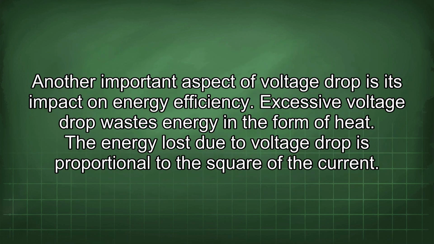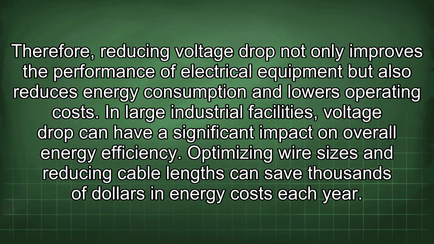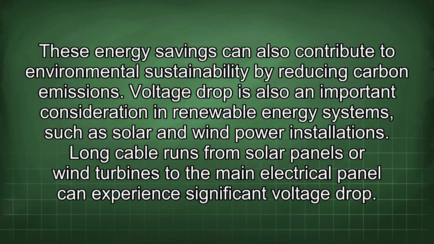Another important aspect of voltage drop is its impact on energy efficiency. Excessive voltage drop wastes energy in the form of heat. The energy lost due to voltage drop is proportional to the square of the current. Therefore, reducing voltage drop not only improves the performance of electrical equipment, but also reduces energy consumption and lowers operating costs. In large industrial facilities, voltage drop can have a significant impact on overall energy efficiency. Optimizing wire sizes and reducing cable lengths can save thousands of dollars in energy costs each year. These energy savings can also contribute to environmental sustainability by reducing carbon emissions.